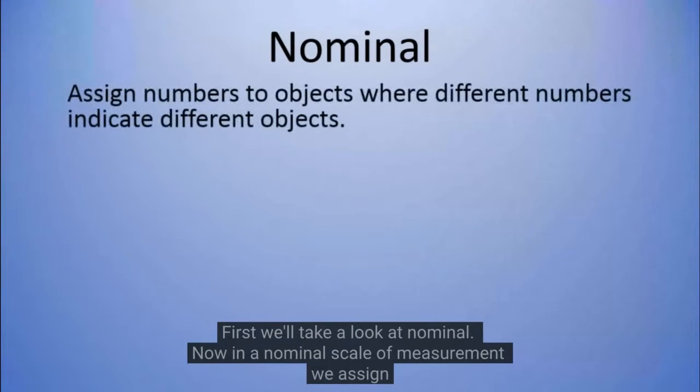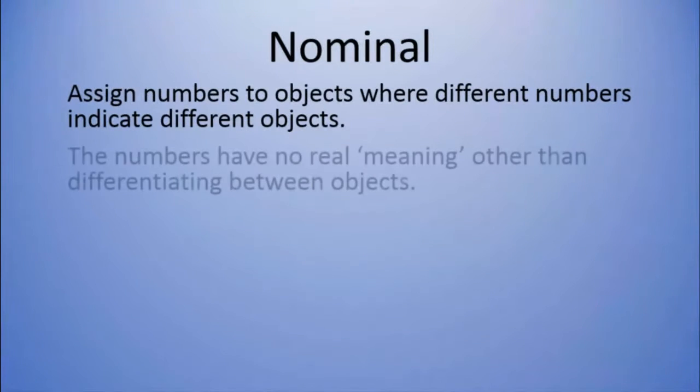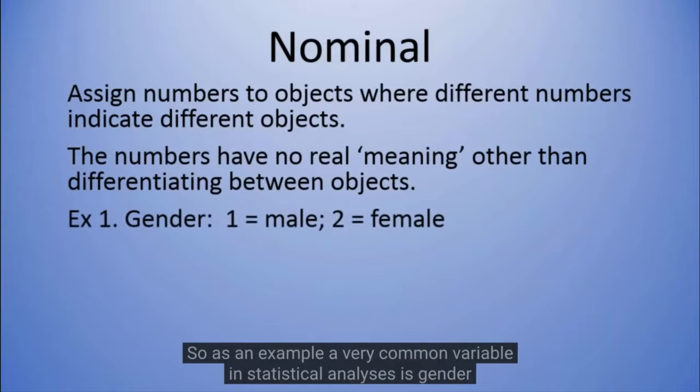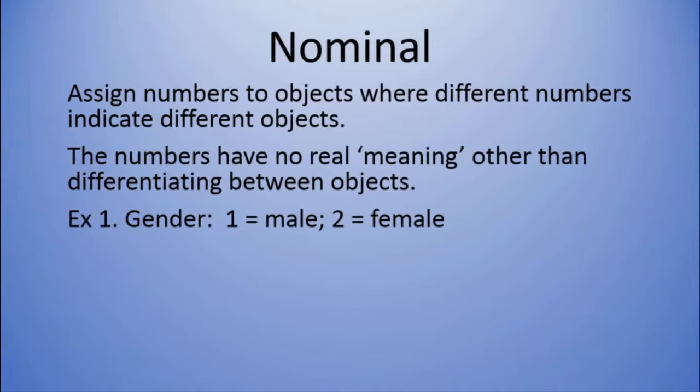Now, in a nominal scale of measurement, we assign numbers to objects where the different numbers indicate different objects. The numbers have no real meaning other than differentiating between objects. So as an example, a very common variable in statistical analyses is gender, where in this example, all males get a 1 and all females get a 2.